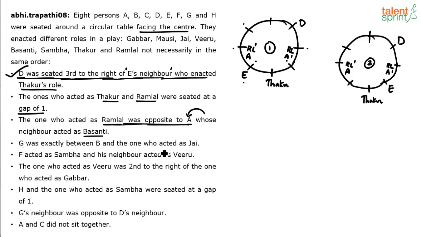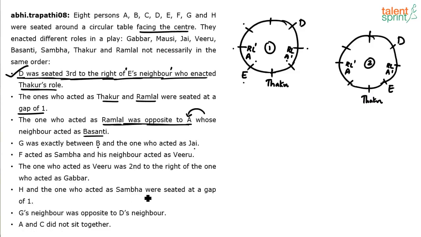G was exactly between B and the one who acted as J. G was between B and J. Neither B is marked, nor G is marked, nor J is marked. So this point is not useful. F acted as Samba and his neighbor acted as Viru. Again not useful because F, Samba, Viru, none of these 3 are marked. The one who acted as Viru was second to the right of the one who acted as Gabbar. Again, this is talking about Viru and Gabbar. Neither Viru nor Gabbar have been marked.